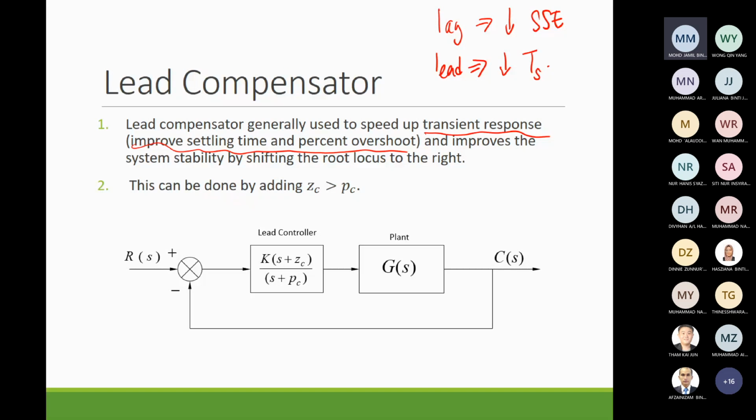Okay, so for lead compensator, what you need to do is you add ZC bigger than PC. For lag compensator, you add ZC less than PC. But for lead compensator, ZC bigger than PC. So the form of the compensator is the same as lag compensator, but the procedure to determine ZC and PC is slightly different.